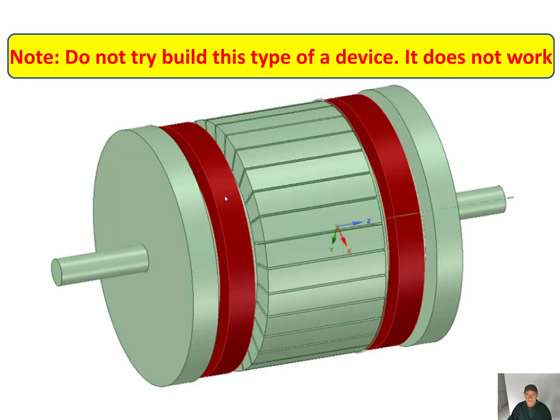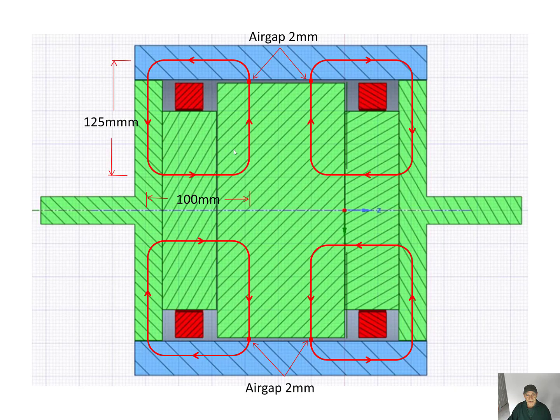Do not try to build this type of device, it does not work. So the magnetic path will be basically, this is the outer core, the blue is the outer core, come down and around and back up. These are the B field coils, these two reds.